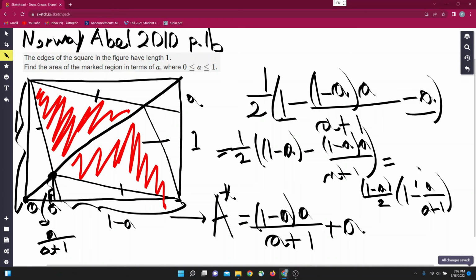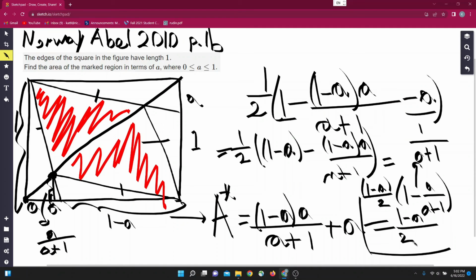And well, notice that this term is nothing but, well, that's just going to be 1 over a plus 1. And so, all in all, this is equal to 1 minus a over 2a plus 2. And that is the first solution to this problem. I'm going to clear the board and look at a second solution.